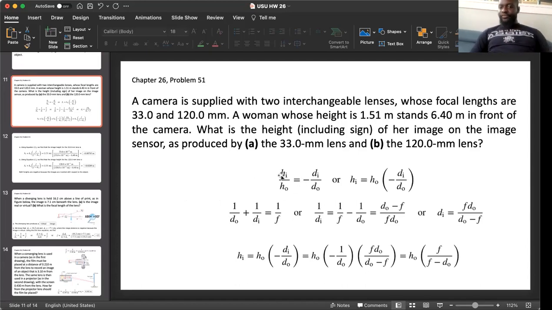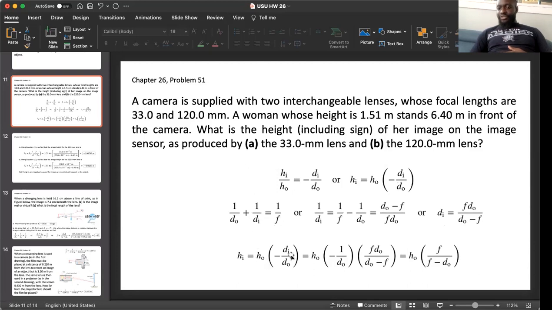So we know the magnification formula. Image height over object height is negative image distance over object distance. From here we get image height in terms of the rest. And then from the mirror formula, we get the image distance to be this. After solving for di, we get this. Now put this di here for hi.